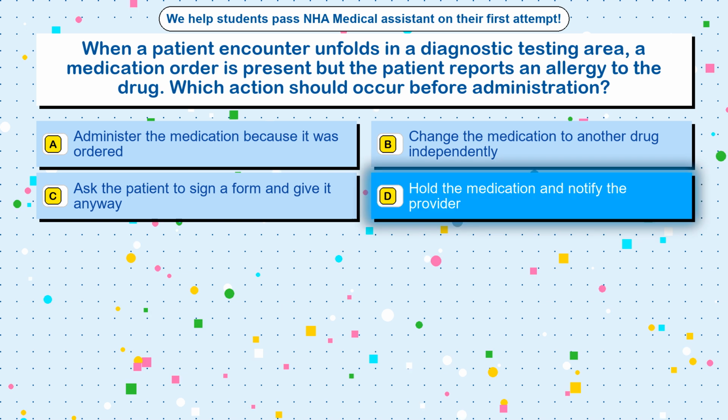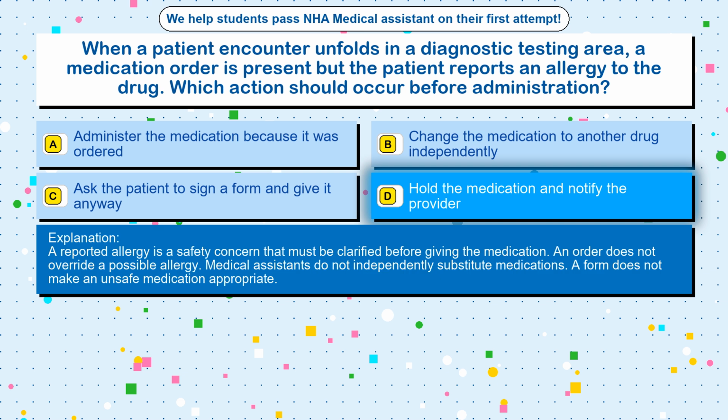The correct answer is option D, hold the medication and notify the provider. A reported allergy is a safety concern that must be clarified before giving the medication. An order does not override a possible allergy. Medical assistants do not independently substitute medications. A form does not make an unsafe medication appropriate.